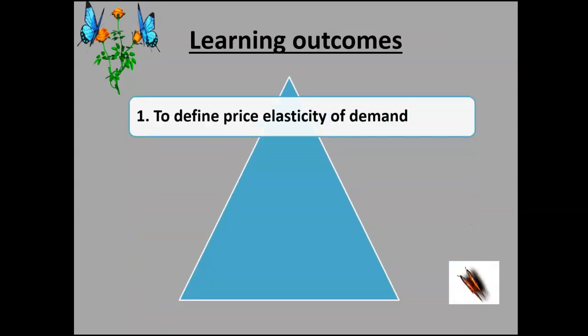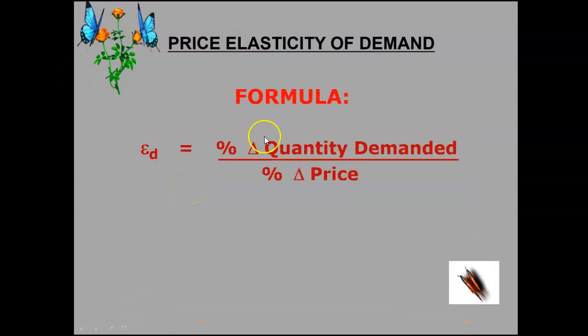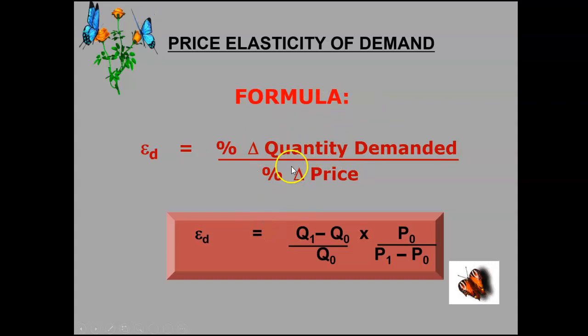Okay, so supposedly I start with the learning outcome, tapi tak apalah, kita continue with the calculation. Okay, so this is the formula. ED, the price elasticity of demand, equal to percentage change in the quantity demanded over the percentage change in price. And from this formula, kita terbitkan formula dia macam ni. ED, how to get the percentage change in the quantity demanded, Q1 minus Q0 bahagi dengan Q0.